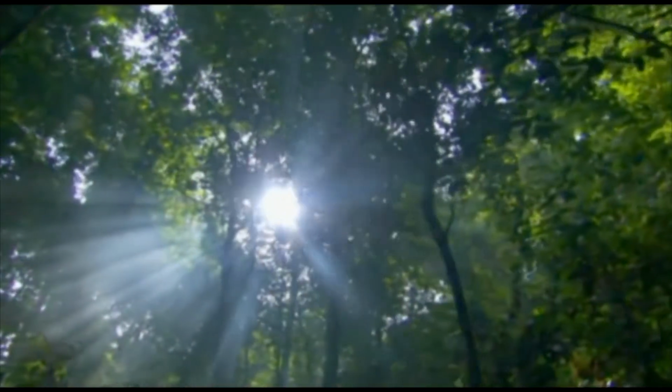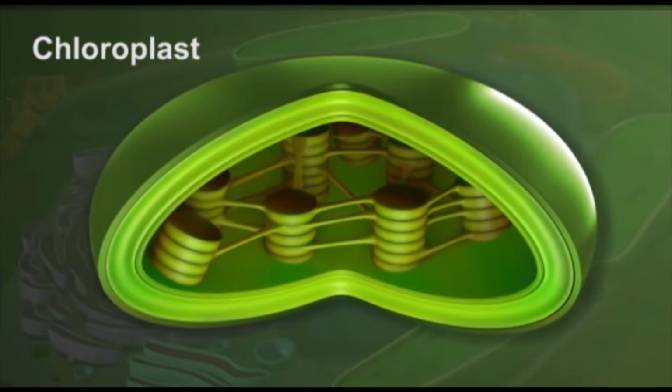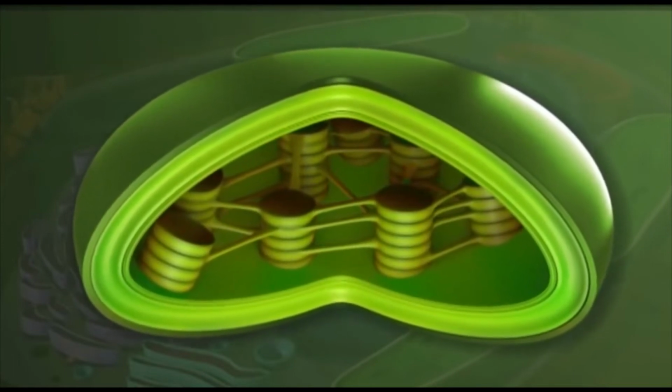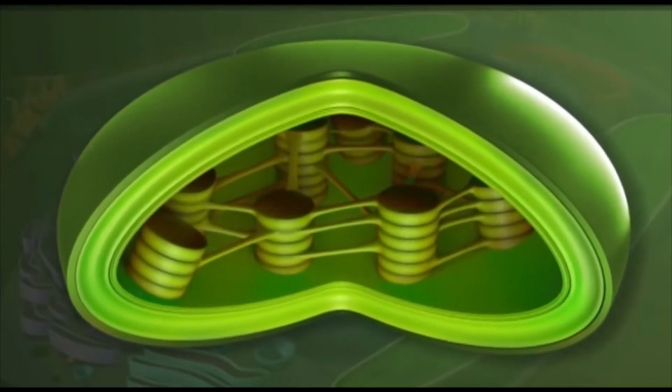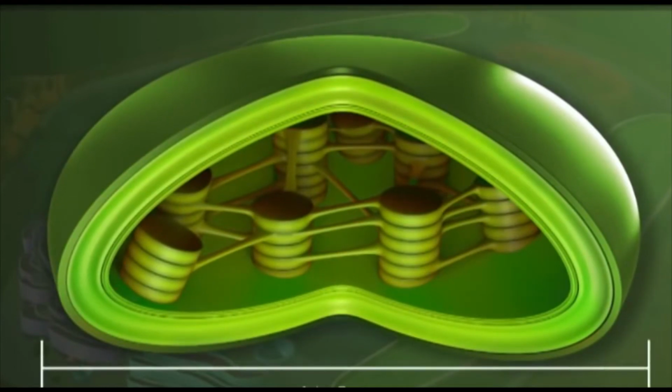Green plants manufacture their own food by the process called photosynthesis. The green colored plastid, chloroplasts, are important for the process of photosynthesis. They contain a green pigment, chlorophyll. Chlorophyll is a green pigment that traps sunlight for the process of photosynthesis.